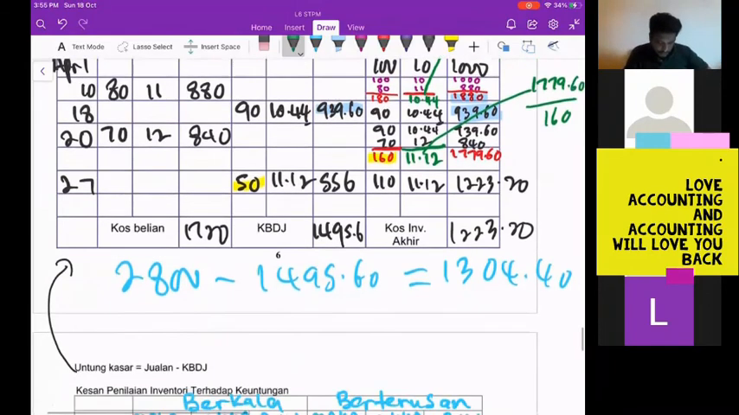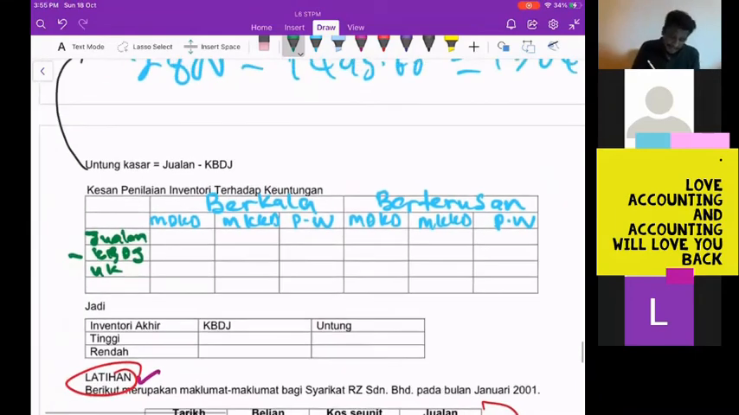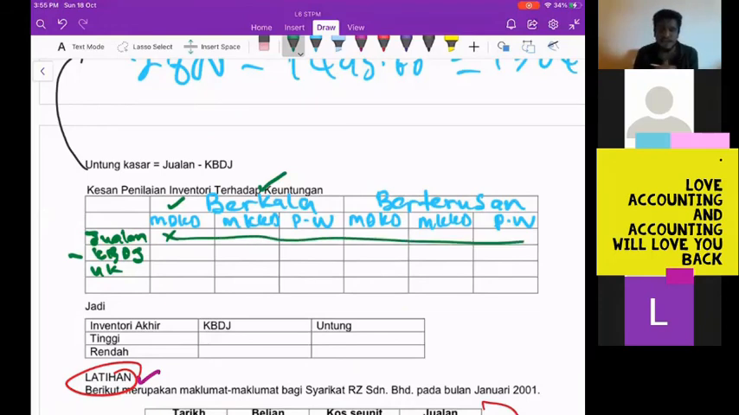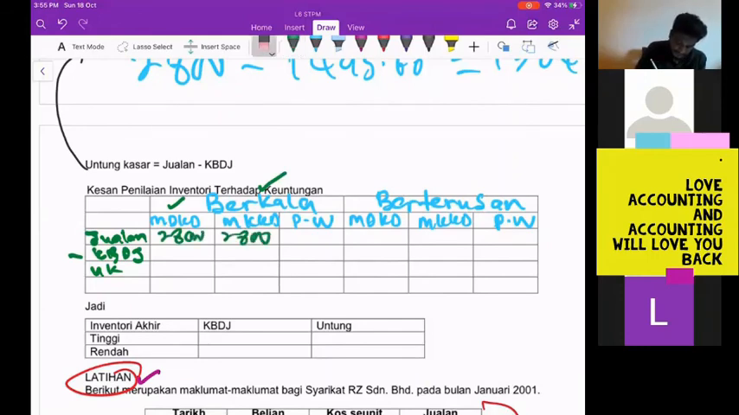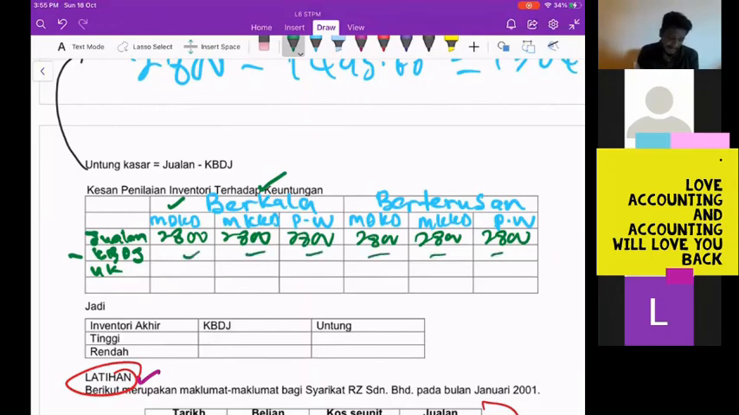Okay, this one will be your homework. You need to refer to the previous answer. Under berkala, MKKD, how much the jualan? I think jualan will be all the same. No need to refer, just right here. 2800, 2800, 2800, 2800. Okay. After that, how much is your cost barang dijual? Okay, right here. Now, how much the untung kasar? Right here.